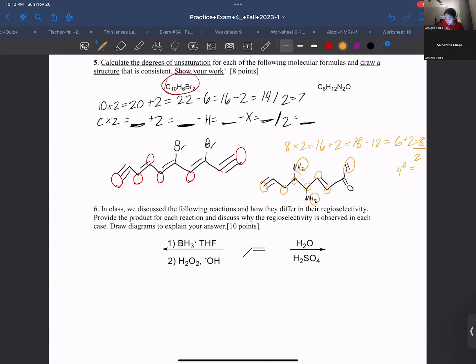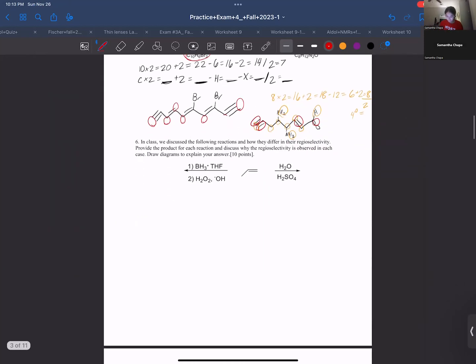12 hydrogens, 8 carbons, 2 nitrogens, 1 oxygen. Okay, cool. And again, you can do any functional group. The degrees of unsaturation that I did here were these 2, this one right here, and this one right here. So 4 in total. Cool.